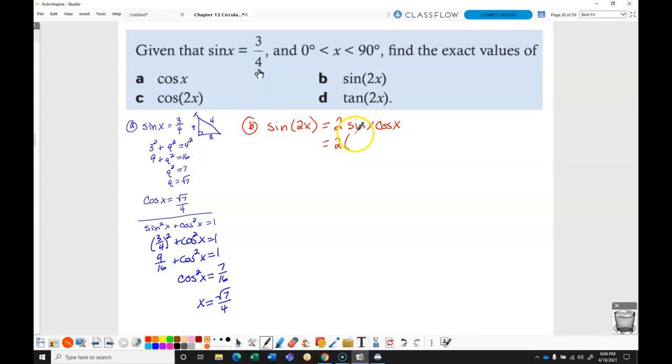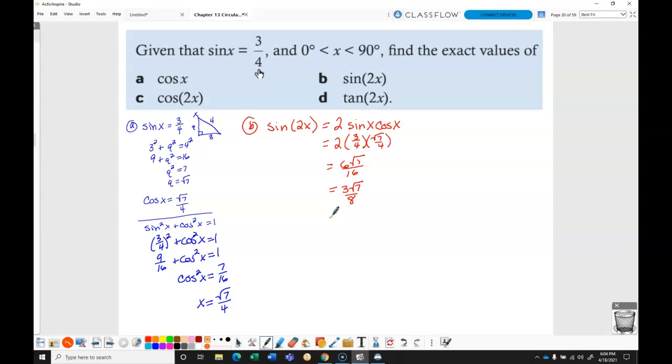The sine of x was given as 3/4, and the cosine of x is what we found, which is the square root of 7 over 4. So what I'm getting is 6 times the square root of 7 over 16, or I could reduce that to 3 square root of 7 over 8.